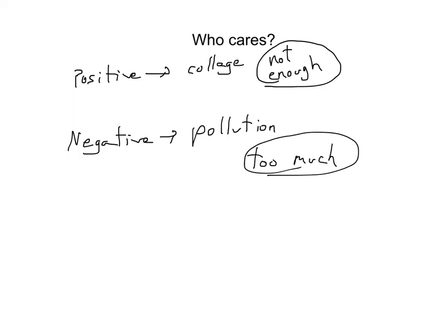Too much. So with positive externalities, we're going to get inefficiently not enough of something, not enough education, not enough home ownership, or not enough to be efficient. And with negative externalities, we're going to get more than would be efficient.